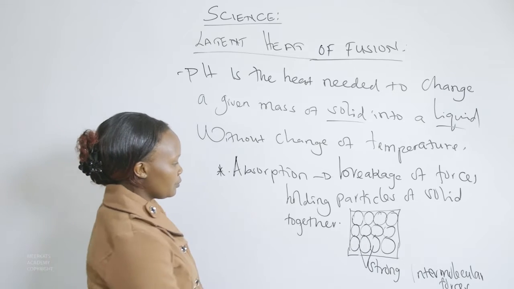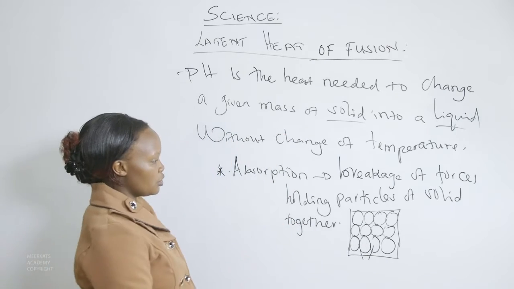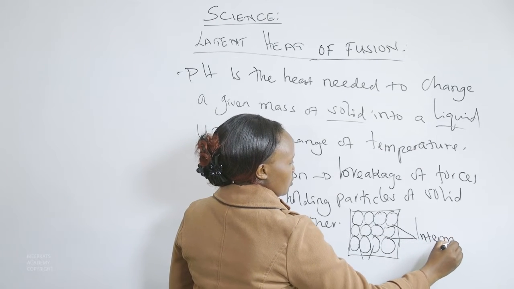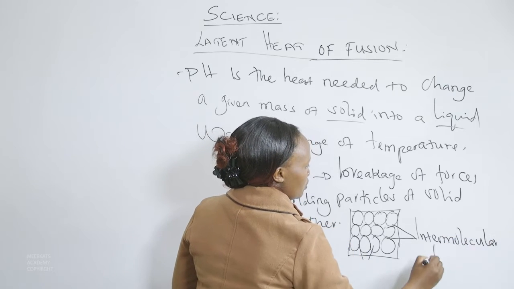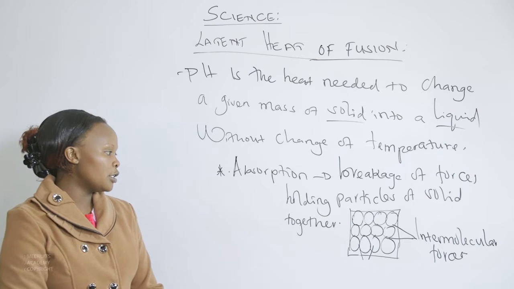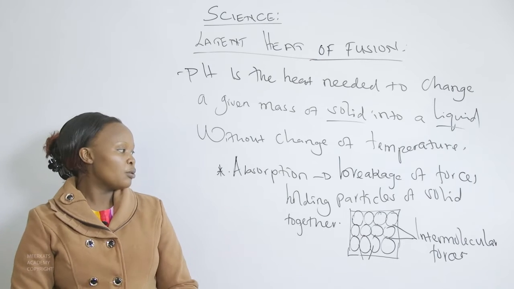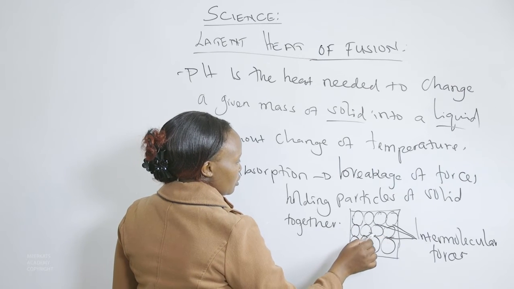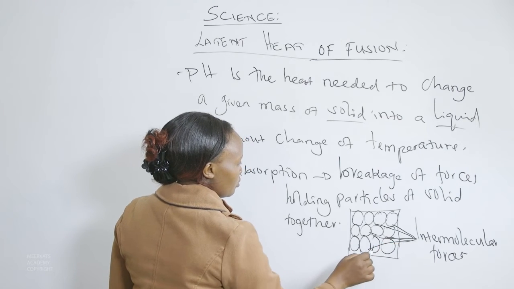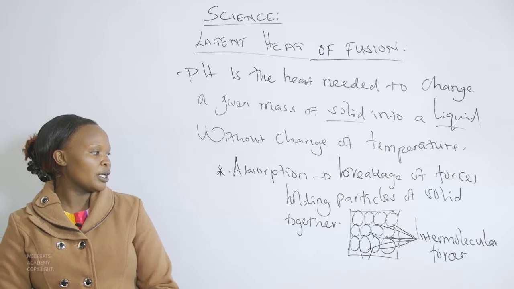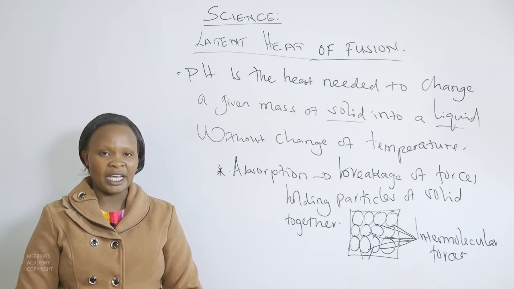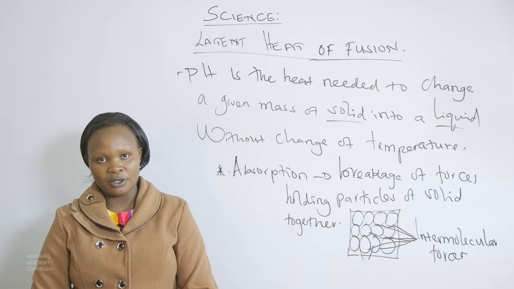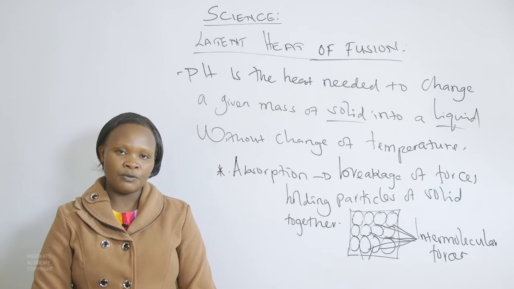Now we want to change this solid into a liquid, which means what we are supposed to do is to break these forces holding the particles together. We are supposed to break them by supplying heat. That way, the particles are now going to be moving at random, because the forces will have been weakened by the heat that we are calling the latent heat of fusion.